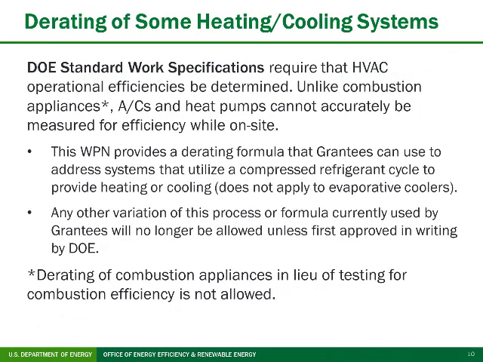This WPN also contains a new D-rating formula to be used for some heating and cooling systems. This formula only applies to heating cooling systems such as air conditioners and heat pumps that use a refrigerant cycle for production of heating or cooling. Combustion appliances are not covered under this D-rating formula.